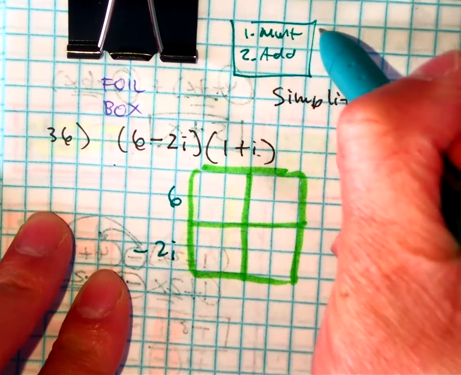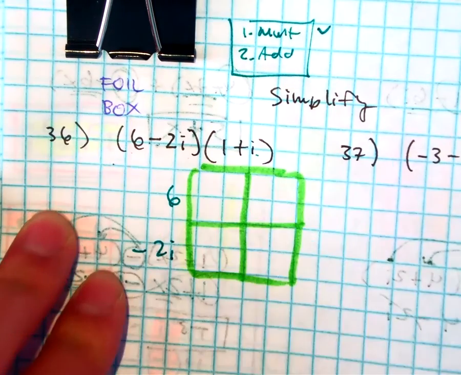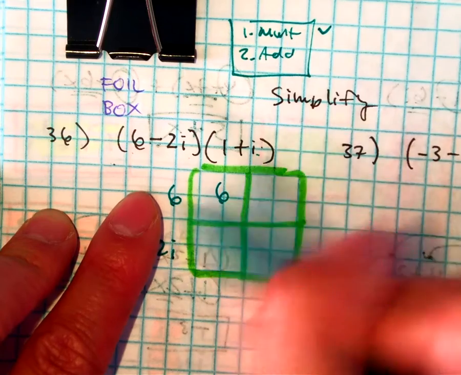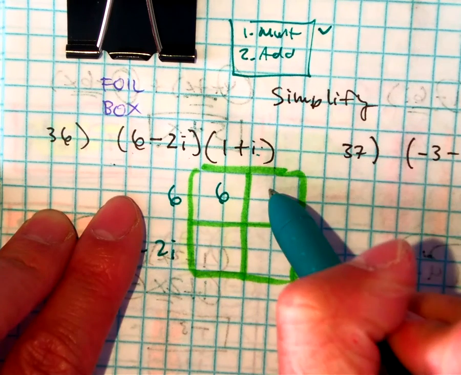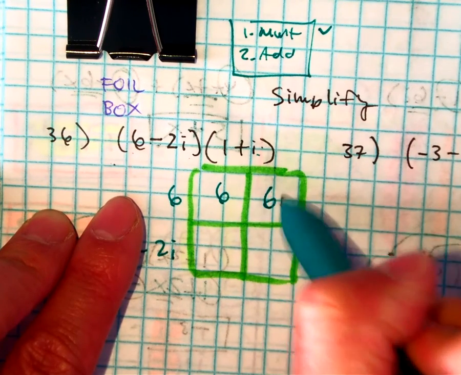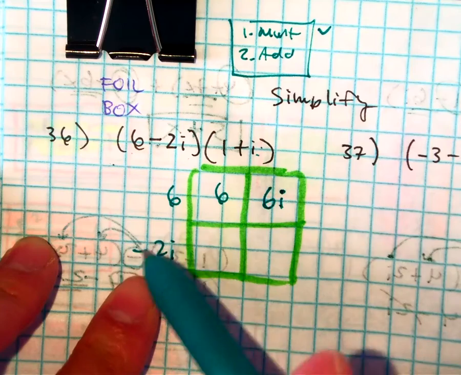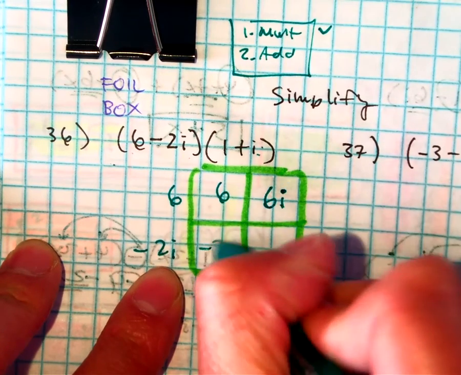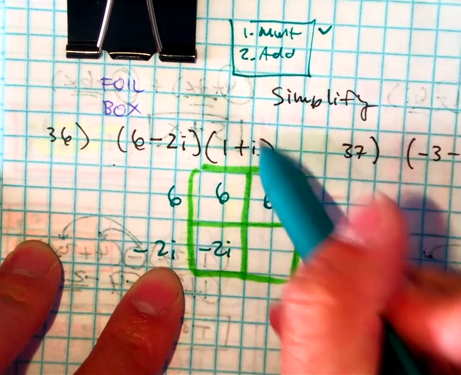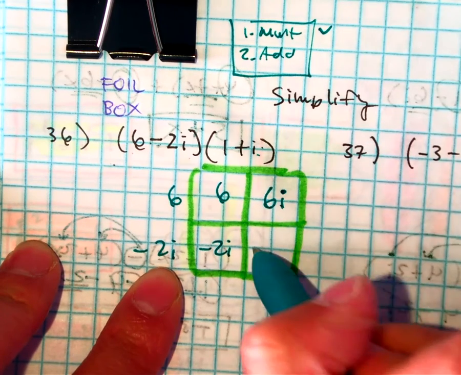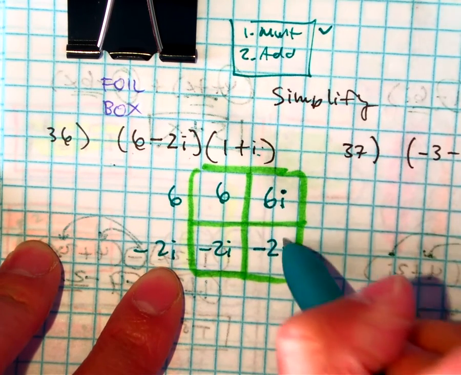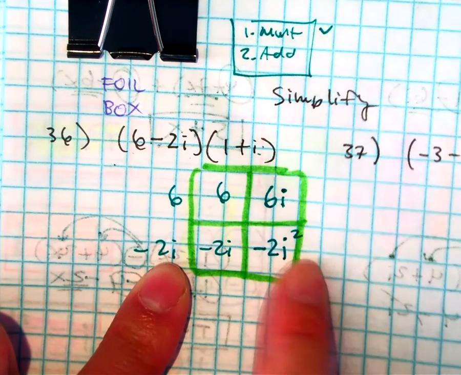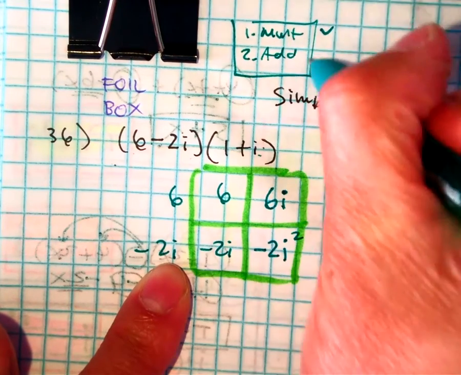So let's go ahead and multiply. Class, 1 times 6 is? I times 6? I6, or we write 6i. Negative 2i times 1. And negative 2i times i. Okay, pay attention here. I times i is i squared. Okay, we just multiplied. Now we're going to add.